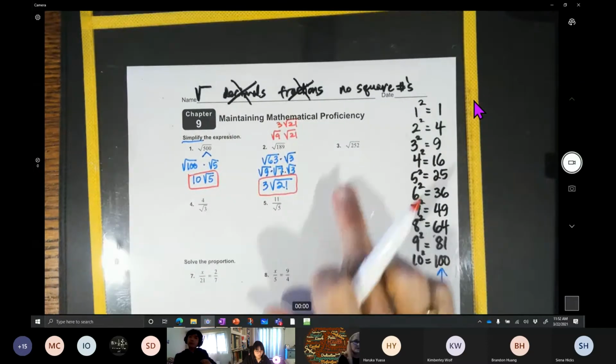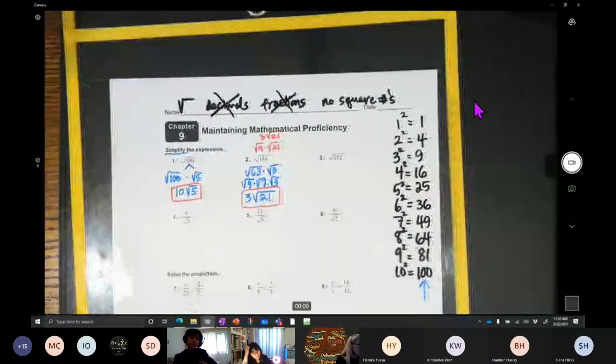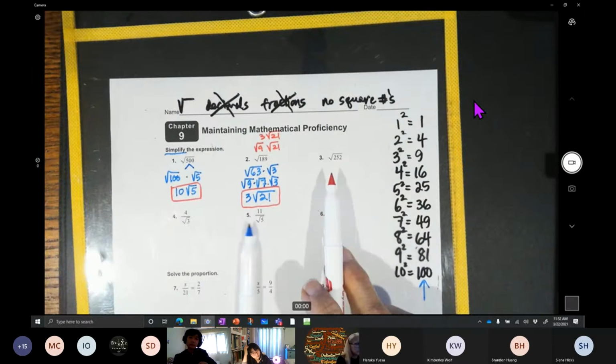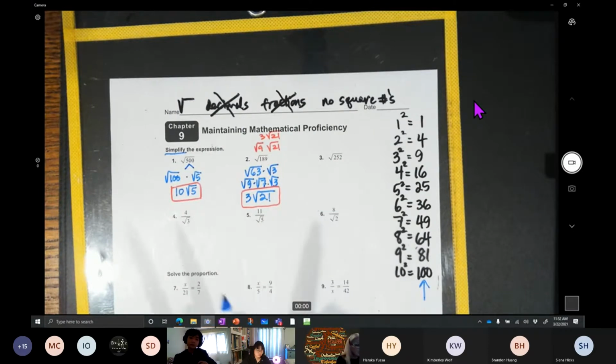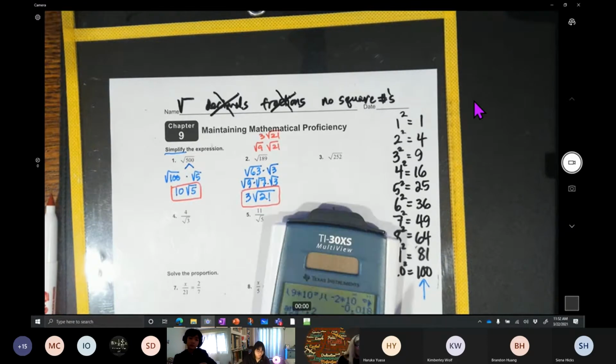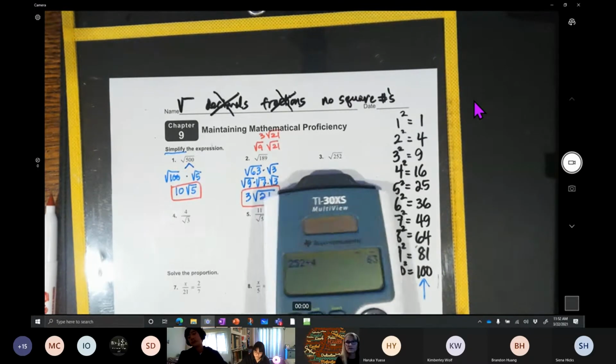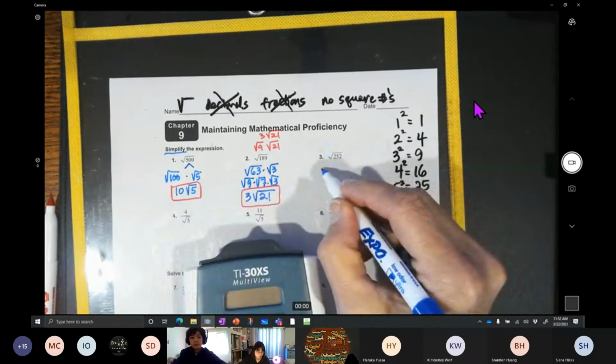Now number 3, again, it's a big number. I do know 2 goes into it, clearly, because it's even. I wonder if 4 goes into it. So 252 divided by 4. Oh, that's 63.